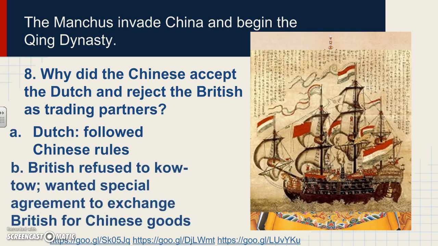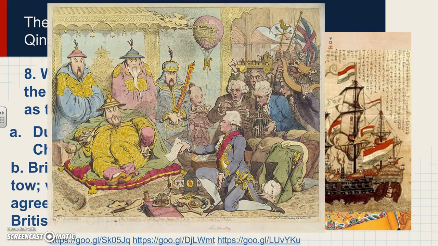Well, the British weren't going to go that way. The British refused to kowtow. They said no way. They wanted special agreements to exchange British goods for Chinese goods. Instead of just paying gold or silver, they wanted to be able to trade their own goods. And I have a great picture, a caricature here. This is supposed to be Qianlong. Obviously, this is a British depiction of what happened.